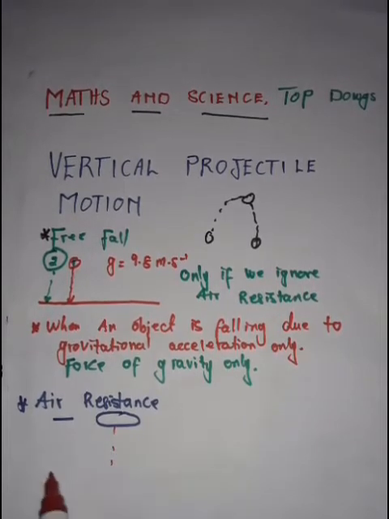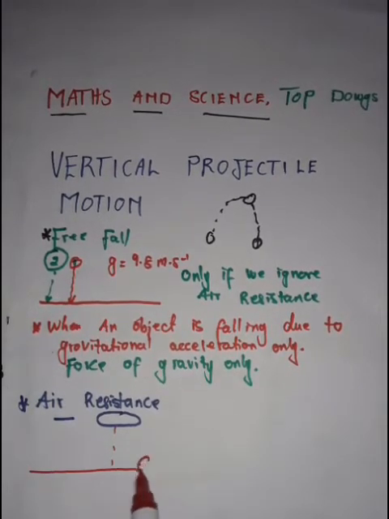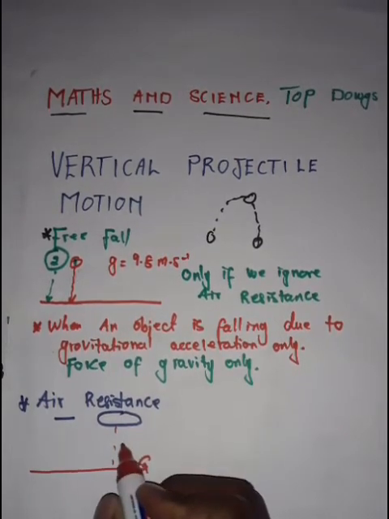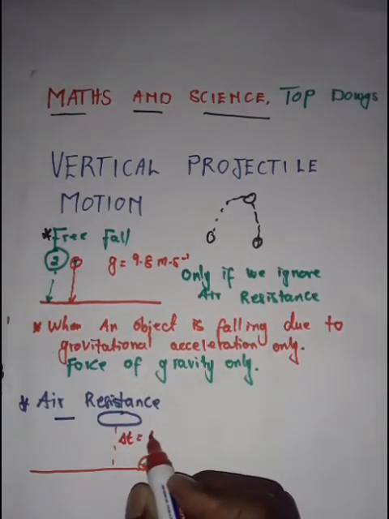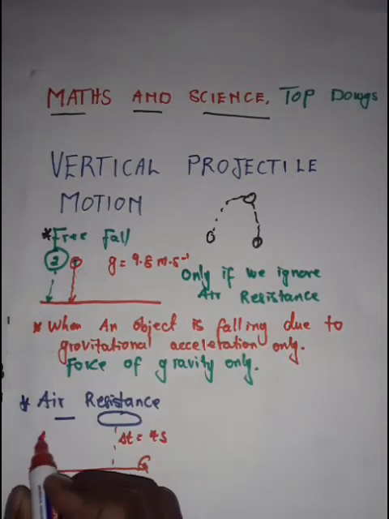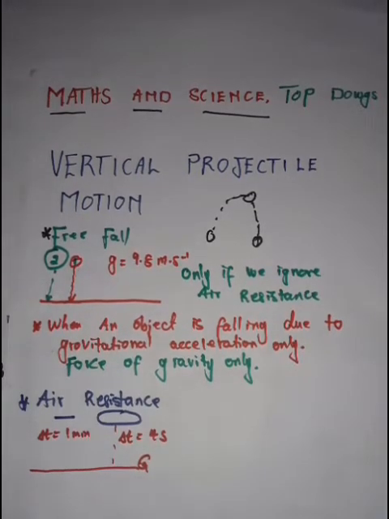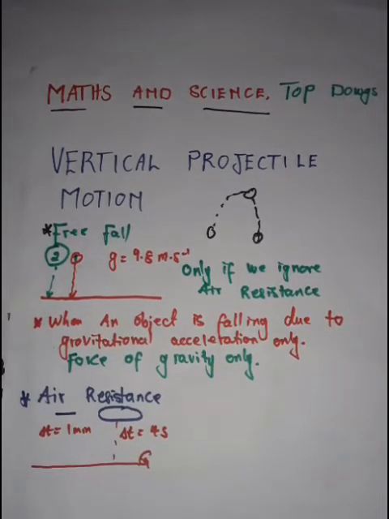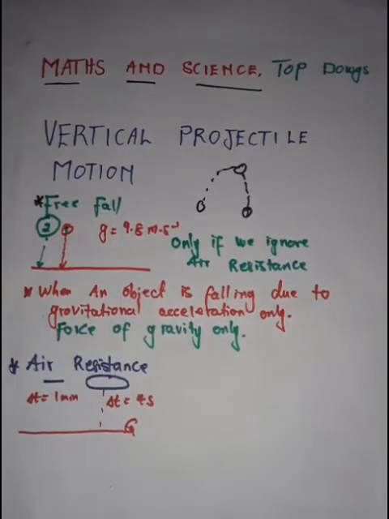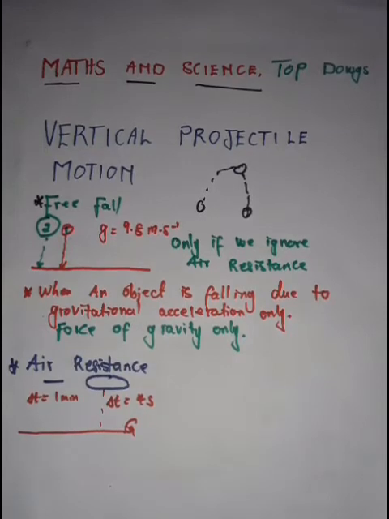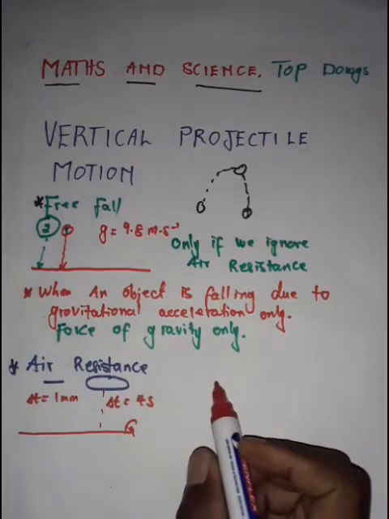This stone here is going to hit the ground first, while the paper is going to hit the ground last. So if the stone takes 4 seconds, the paper can take 1 minute to hit the ground. Why? Because of air resistance. So how does the air resistance affect the falling object? When an object is falling from a certain height, that object is experiencing a force of air resistance.